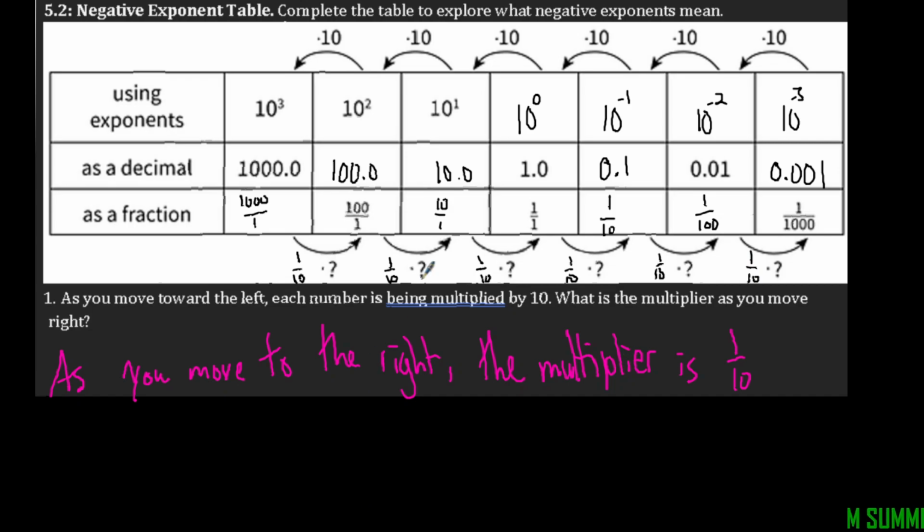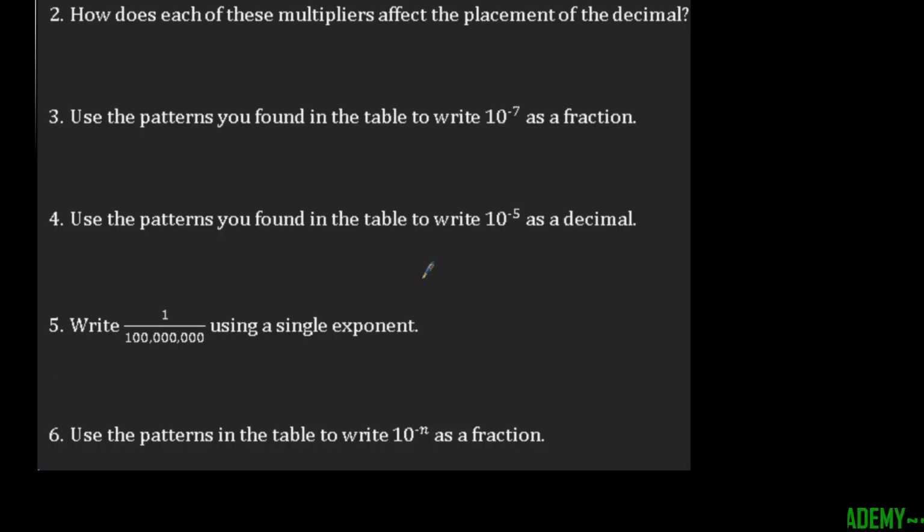All right. So still working with the same table, we have other questions that go along with it. It says, how does each of these multipliers affect the placement of the decimal? So a couple things we can write with this one. We can say the first part.